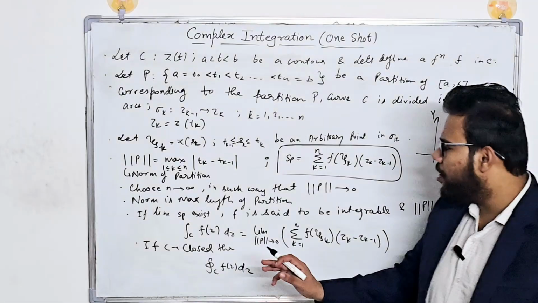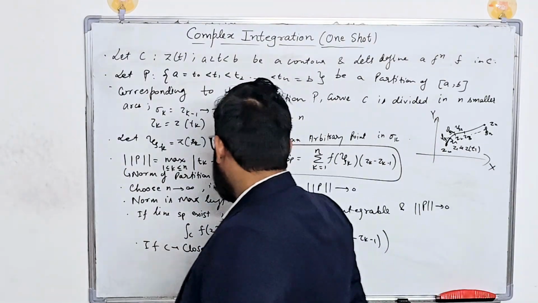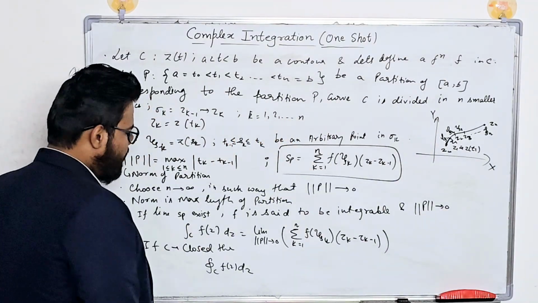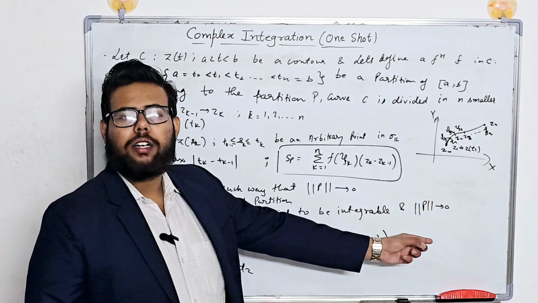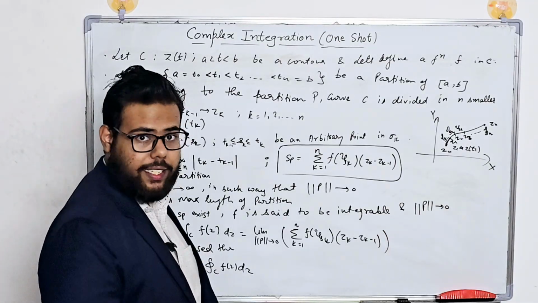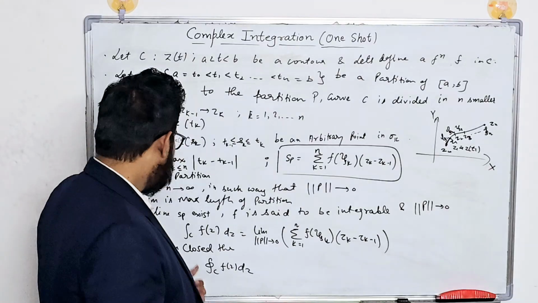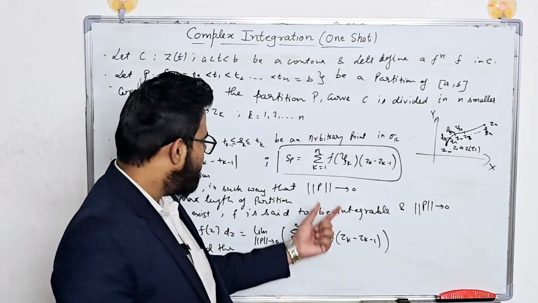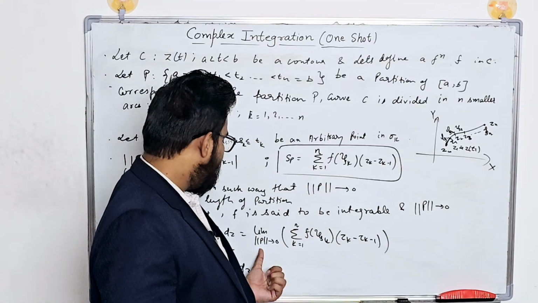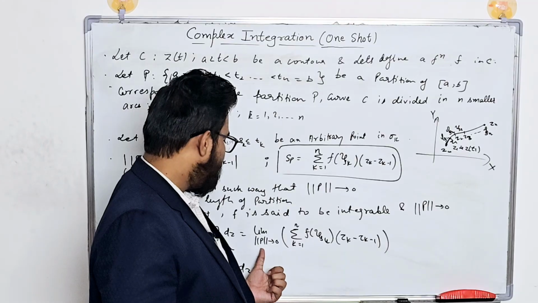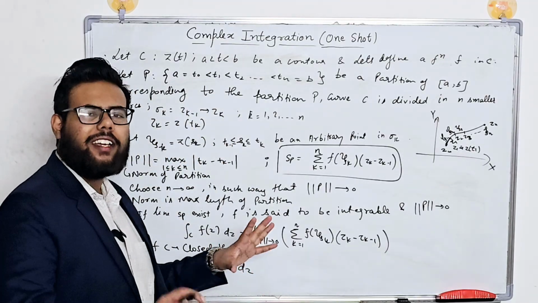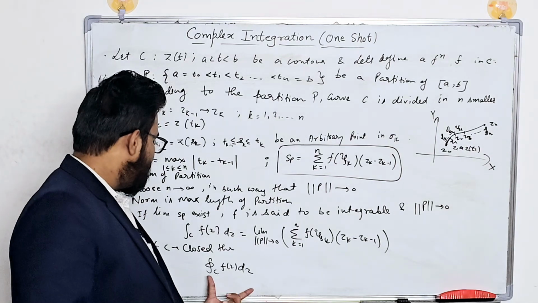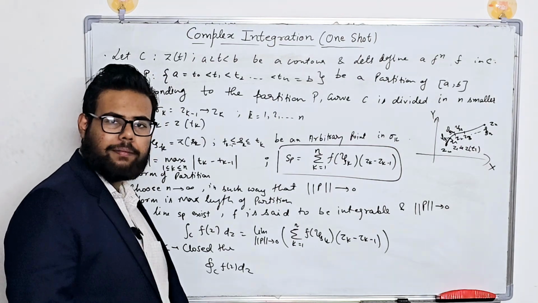Okay, now if the limit of this exists, then f is said to be integrable, and as the norm of the partition tends towards 0, that is n is tending towards infinity, this expression evaluated as the norm of the partition goes to 0 will be equal to this integration. And if C is a closed curve, then this will represent like this, okay.